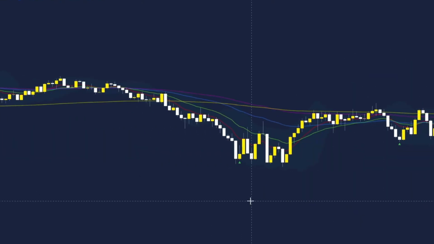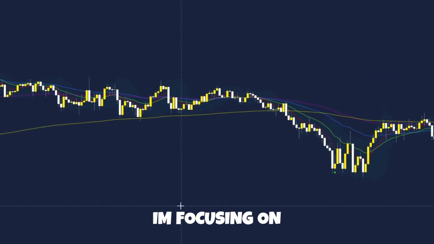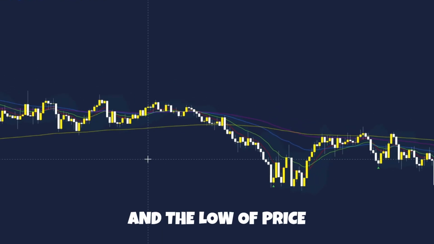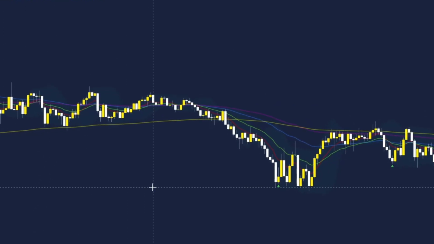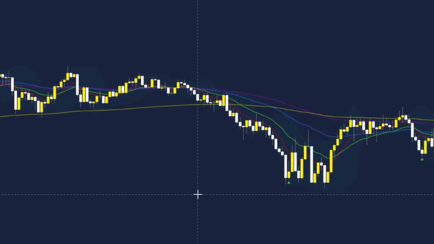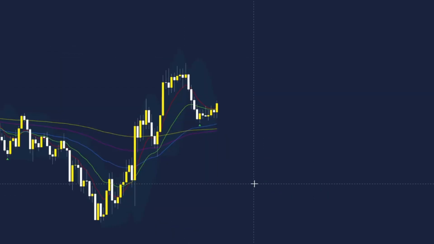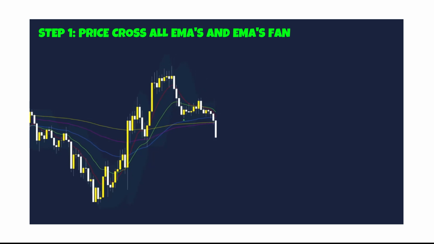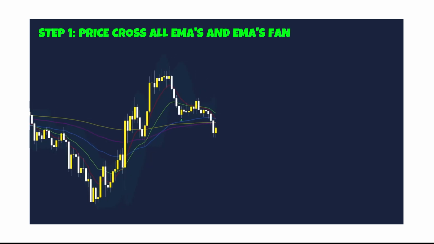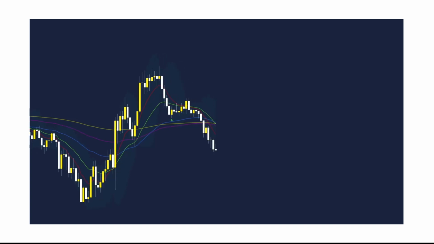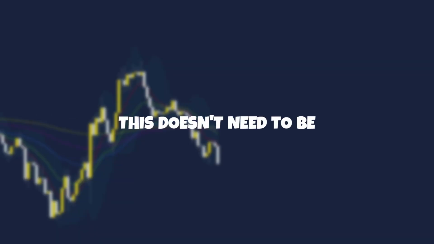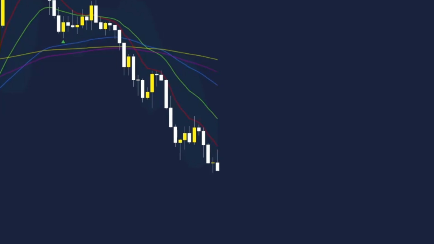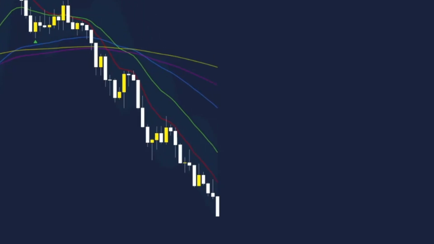We're going to be targeting the high and low of the market. I'm focusing on the 5-minute chart. So we'll be watching for the high of price and the low of price on this time frame. But don't worry, this extreme signal indicator will tell us exactly where to enter with precision. And step 1 for this strategy is simple. We want to see price cross and close past all of the exponential moving average lines. We need to see a clear gap between the EMAs and price moving away. This doesn't need to be in one candle or be very fast, but it's important that we see the moving averages spread apart and open up the market.